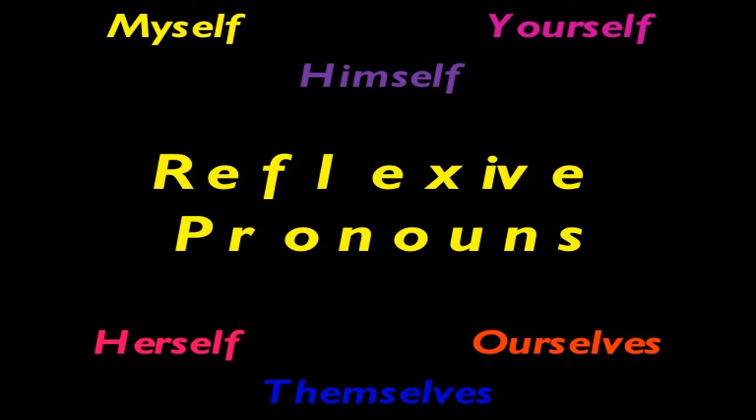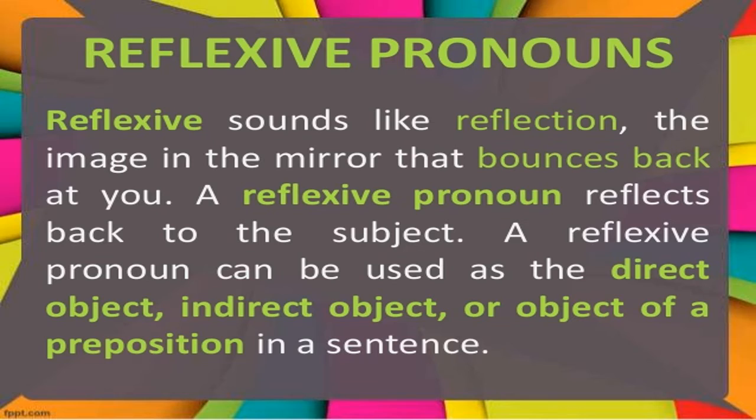The third one is reflexive pronouns. Reflexive sounds like reflection, the image in the mirror that bounces back at you. A reflexive pronoun reflects back to the subject. A reflexive pronoun can be used as the direct object, indirect object, or object of a preposition in a sentence. Let's see how.